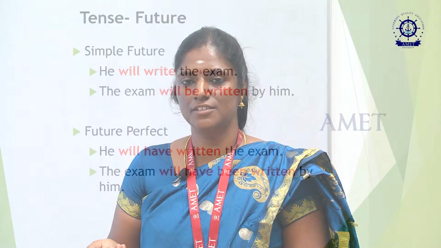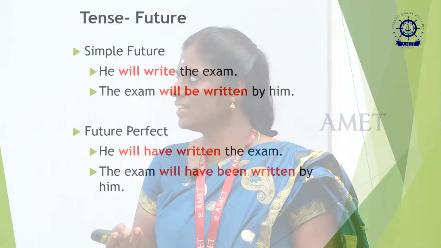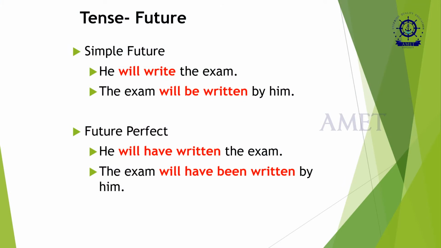Okay, let's move on to future tense. Again, future tense also has 4 tense forms: simple future, future progressive, future perfect and future perfect progressive. But here we are going to use only 2, that is simple future and future perfect. The remaining things we couldn't include here. Let's see the example for simple future. He will write the exam. The exam will be written by him.